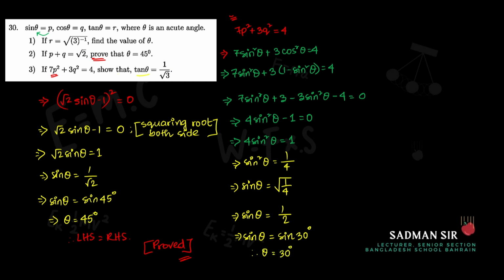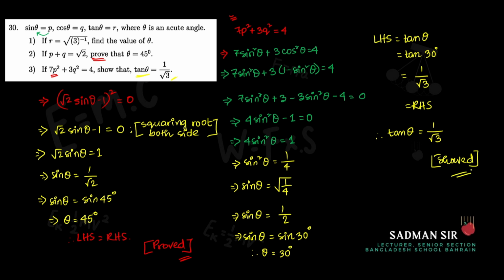Now what they told us to prove, from there tan theta is there in the left hand side. So left hand side equal to tan theta, and we just found out theta is equal to 30 degree. So what is the value of tan 30 degree? That is 1 by root 3 only. So that is our right hand side. Tan theta is equal to 1 by root 3. We have proved. Showed, because they told us to show. So that is the solution of the creative number 3.